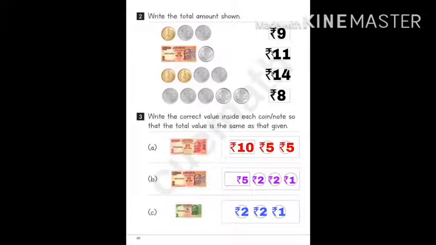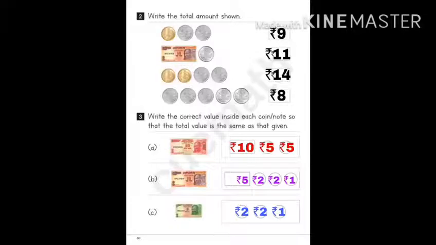The second question is, write the correct value inside each coin or note so that the total value is the same as that given. Now here the notes are given and the first note is 20 rupees. So if you just get the value, what value do you get? 1 10 rupee note and 2 5 rupee coins. Together the value becomes 20.